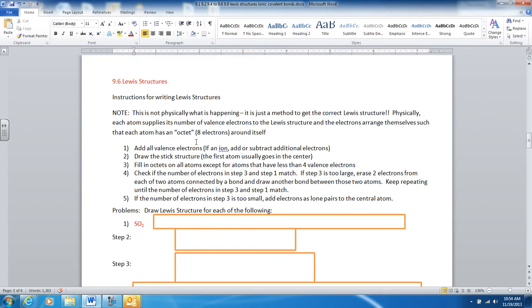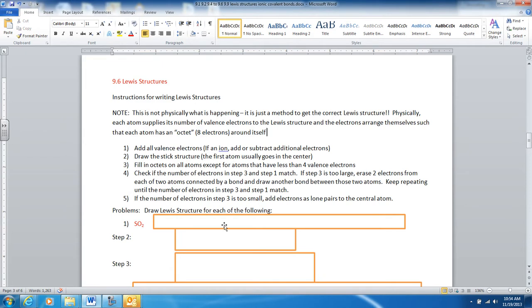Okay, Lewis structures. I mentioned this word octet earlier. Lewis structures show where bonds are in a molecule, and they also show these things called lone pairs. A lone pair is when you have two dots with no bond, two dots not between two atoms. That would be a pair of electrons floating around an atom, not involved in a bond.